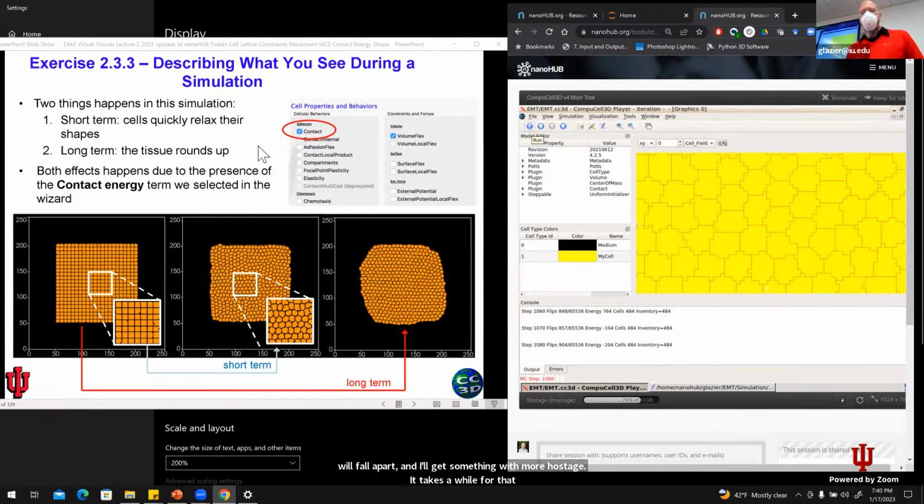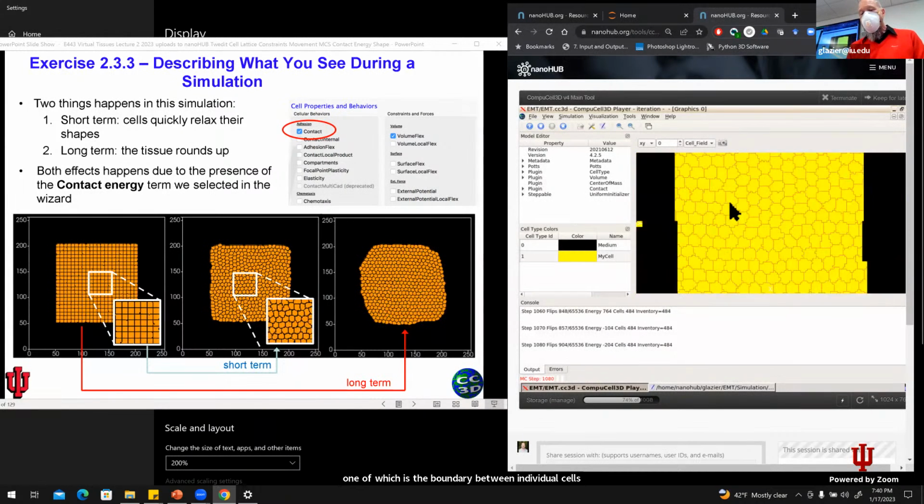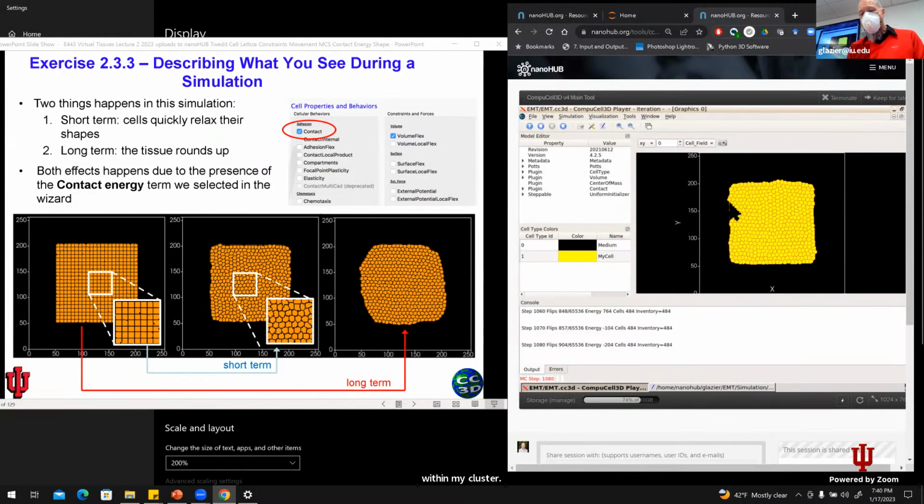The reason for this shaping, and I have 2 shapes, one of which is the boundary between individual cells within my cluster, and the second one is the shape of the cluster as a whole with respect to the medium. Those are 2 time scales, one of which is a local rearrangement within the cluster, and one of which is the rounding of the cluster as the droplet. The boundaries within the cluster change rather rapidly. The rounding of the cluster takes quite a while for this particular set of parameters.